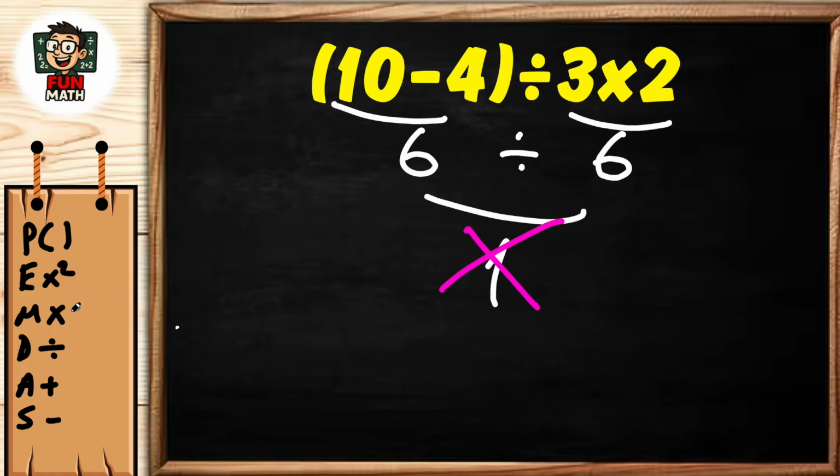Multiplication and division have no order. They are solved from left to right. Similarly, addition and subtraction have no order. They are solved from left to right.